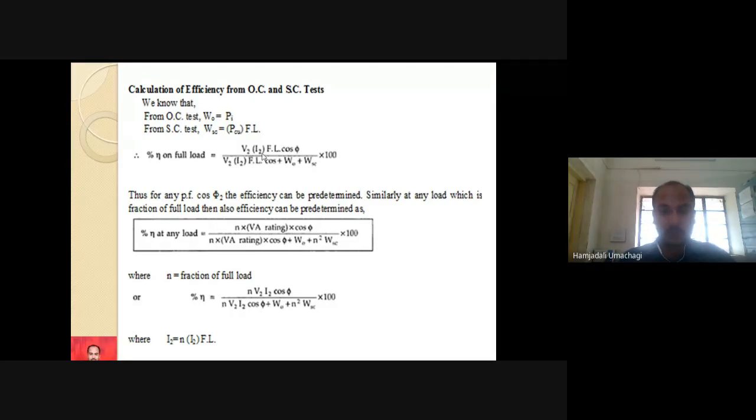regulation? Because V2, I2, cos phi 2, everything will be given in the manufacturer data sheet. Whenever we purchase some transformer, it will be provided with some ratings, so that rating we directly substitute here. But how to get the losses information?